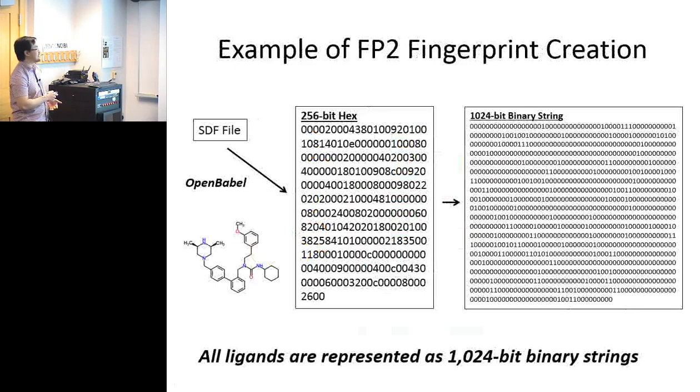So I start with the SDF file for the ligand at hand here. And using OpenBabel, I convert it into a hexadecimal string. For some reason, they output hexadecimal, so I have to convert it back into the binary from there. So I end up with a 1024-bit binary string at the very end. So this guy here represents this guy essentially. This does not include stereochemistry.